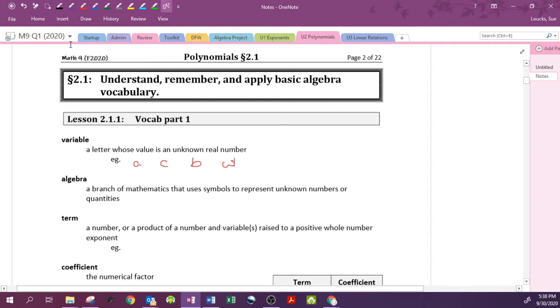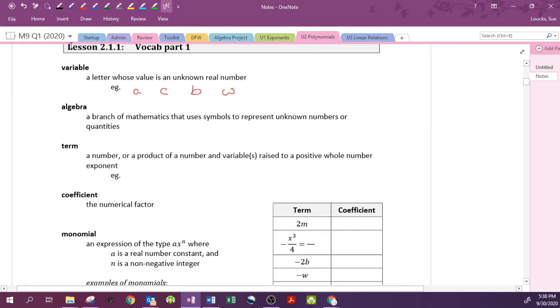Okay, a term. A term is a number, so it could be 14, for example, or it is the product of a number and a variable, or variables. So it could be 12x, or it could be like 14ab, and it can be raised to a positive whole number exponent. So it could be 23x squared. Okay, those are all terms.